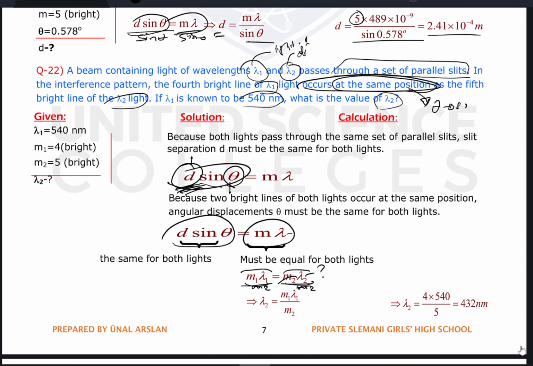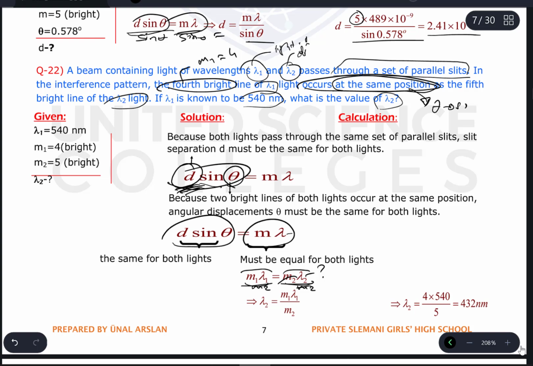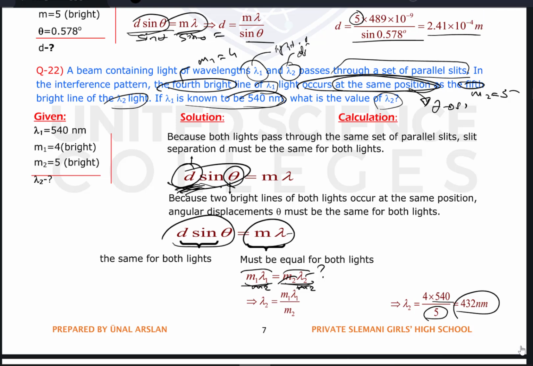For the fourth bright fringe, m1 is 4. Lambda 1 is given in the question as 540. For m2, which is the fifth bright line, m2 is going to be 5. I will write these instead of m. And then I will get lambda 2. Lambda 2 is going to be 432 nanometers.